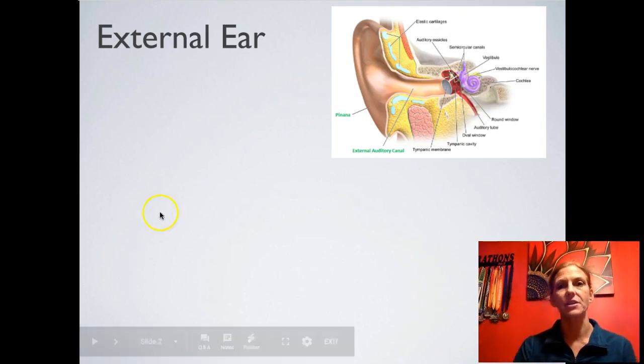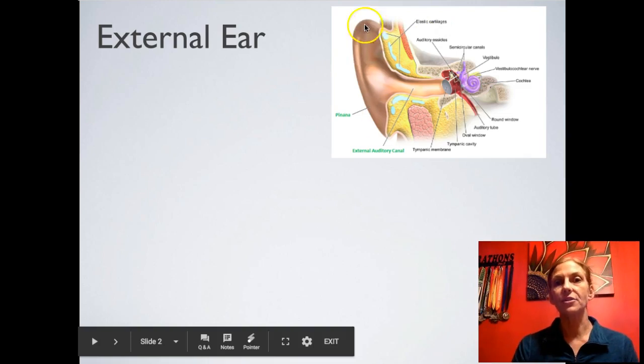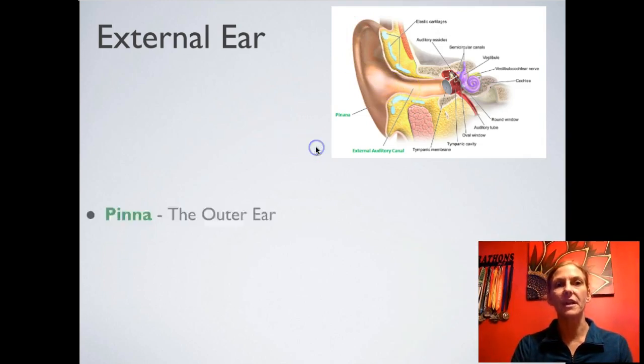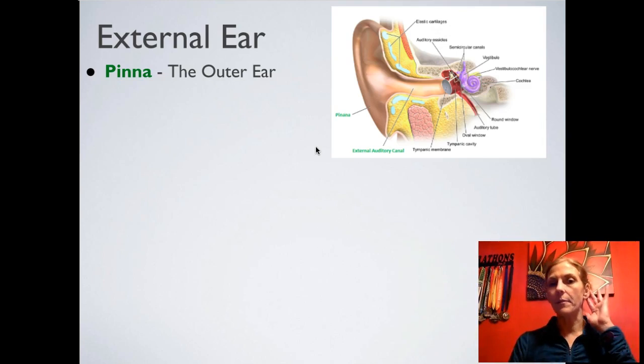So first of all, I want you to notice that the ear is divided up into sections, and there are three sections. So you have the external ear here. You have the middle ear here, and then you have the inner ear here. So the purple is the inner ear, the red is the middle ear, and the peachish flesh color, that is the outer ear.